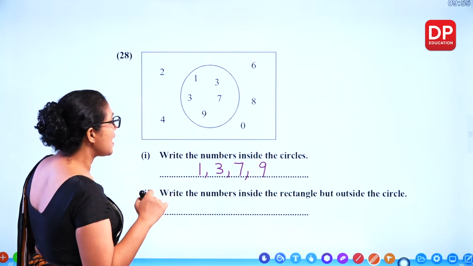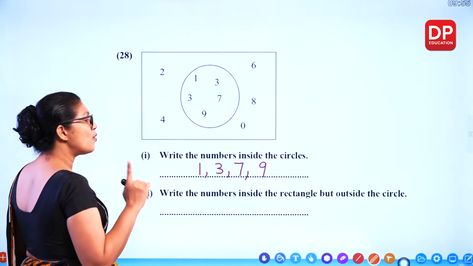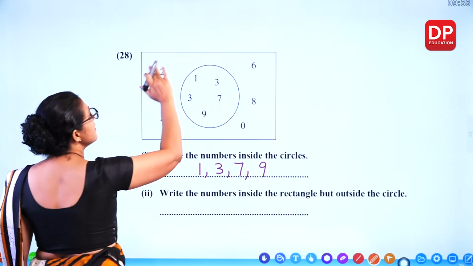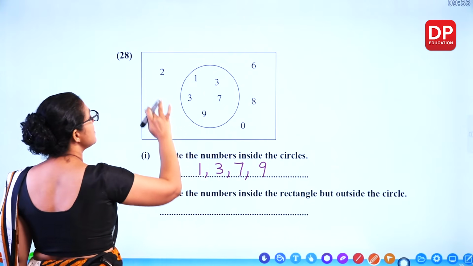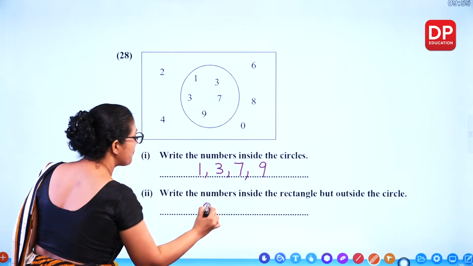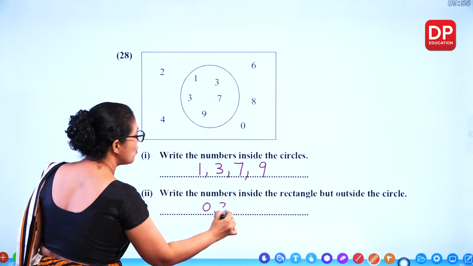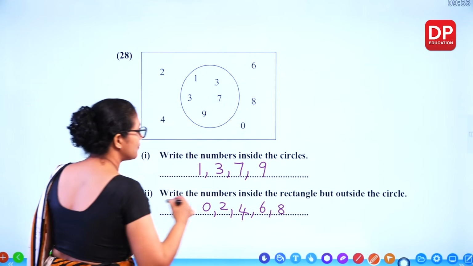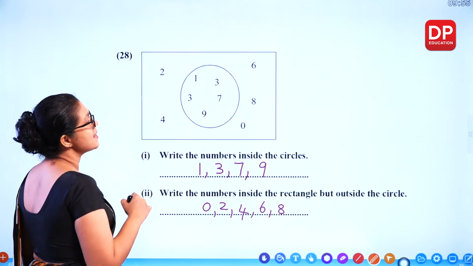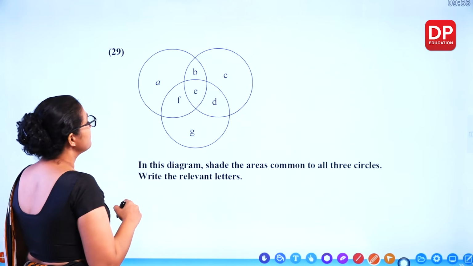Write the numbers inside the rectangle but outside the circle. Inside the rectangle but outside the circle. These numbers: 0, 2, 4, 6, 8.